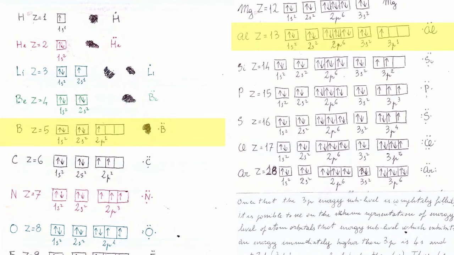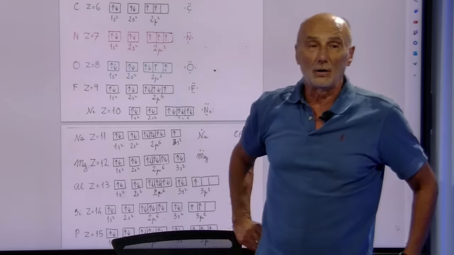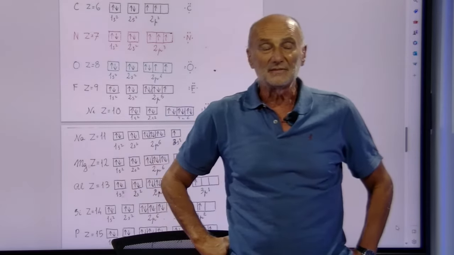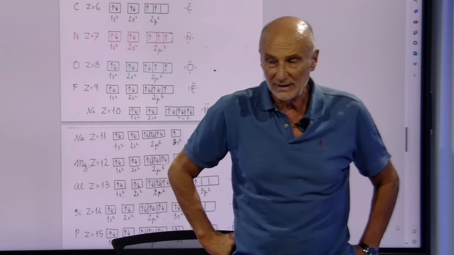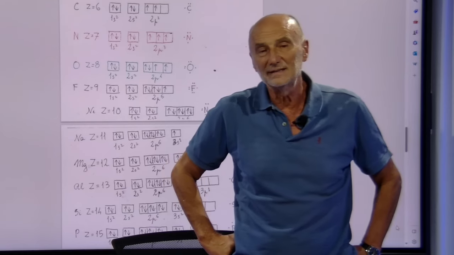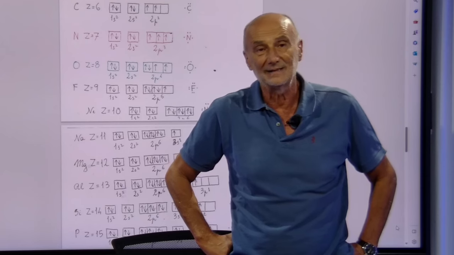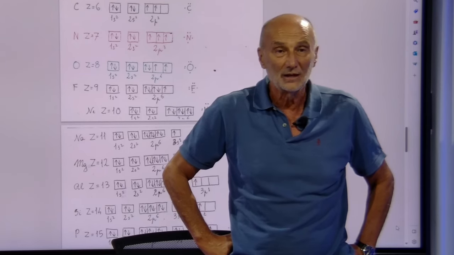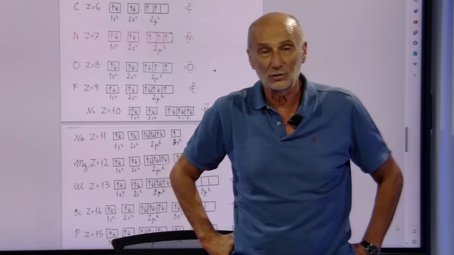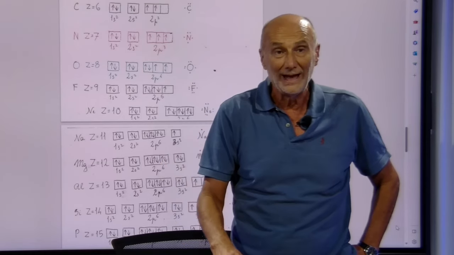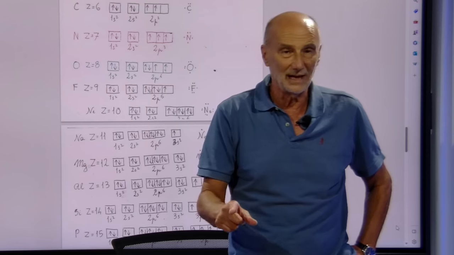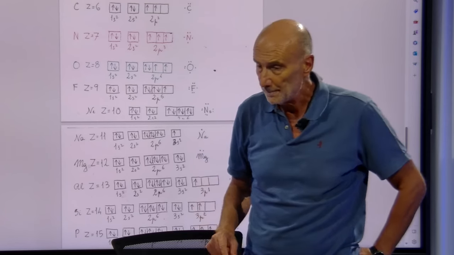So the fact that boron and aluminum exhibit very similar physical and chemical behavior is related to the fact that these two elements have three electrons in their outer shell. The outer shell is the second energetic level for boron, the third energetic level for aluminum.